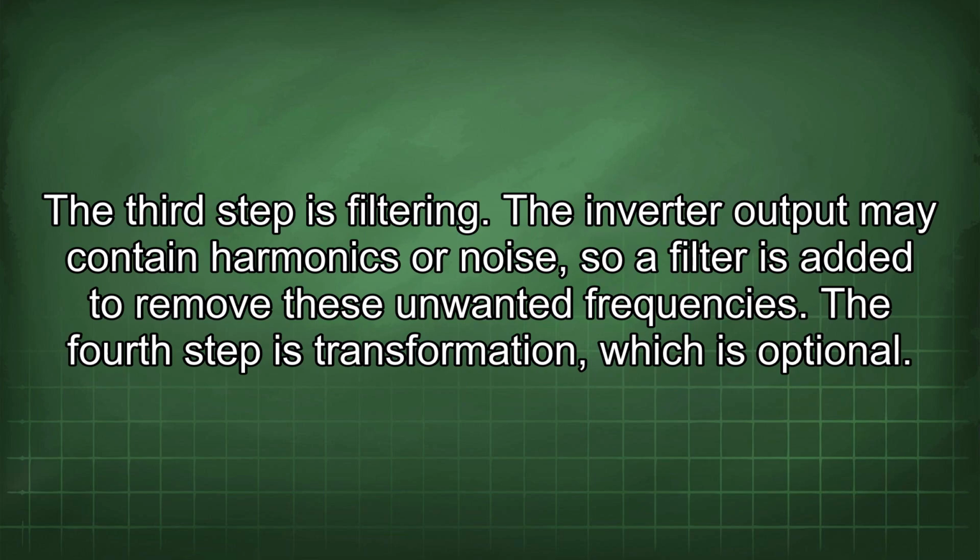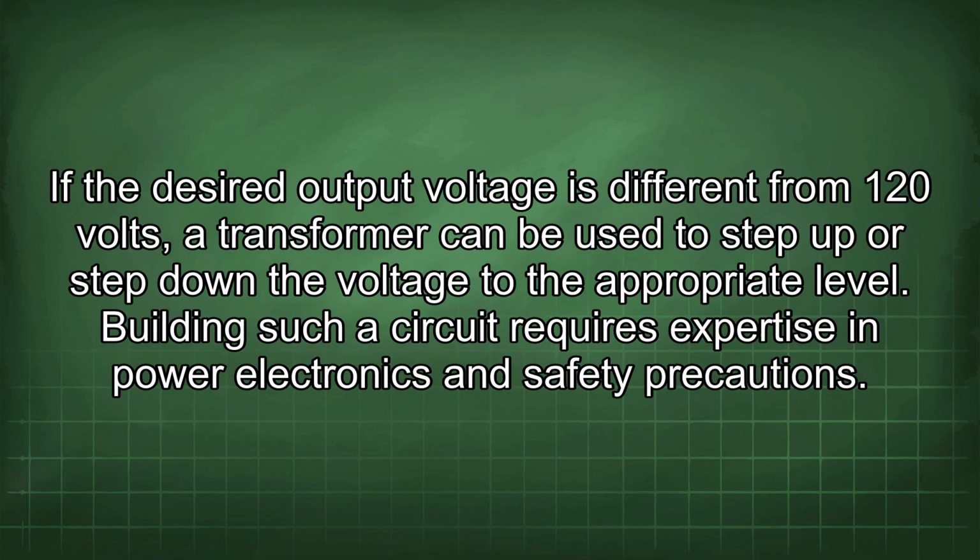The third step is filtering. The inverter output may contain harmonics or noise, so a filter is added to remove these unwanted frequencies. The fourth step is transformation, which is optional. If the desired output voltage is different from 120 volts, a transformer can be used to step up or step down the voltage to the appropriate level.